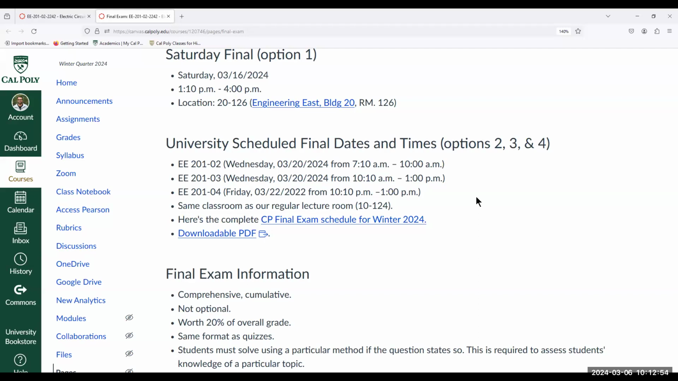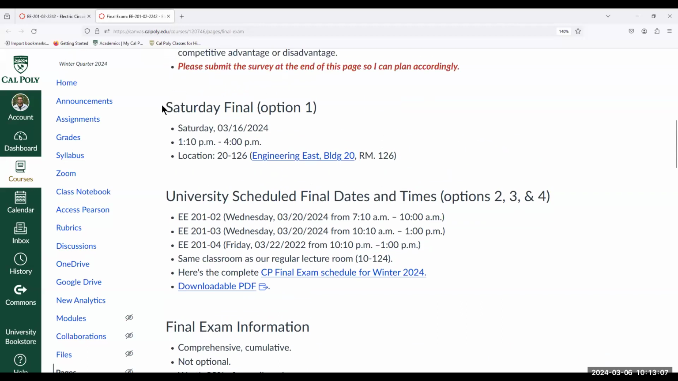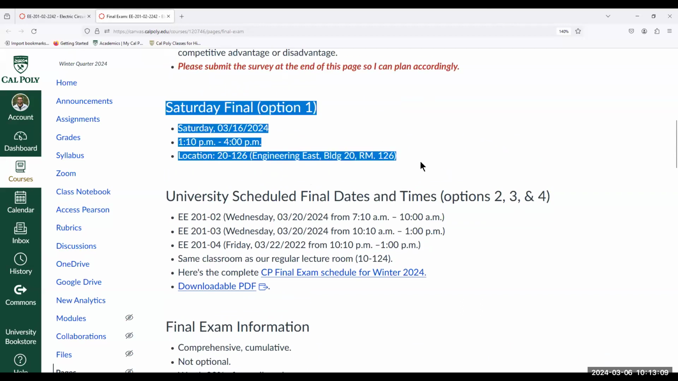There are other options. If you wish to take it at 7 a.m. on the same day, that's section 02 on a Wednesday. You can also choose to take it on a Friday with the other section. And then finally, there is a Saturday option, which is the Saturday before finals week. It's the Saturday after the last day of class. Last day of class is on a Friday. The next Saturday, I have scheduled the final at 1 o'clock in the afternoon. That will not be in this room. That will be in the EE building. It'll be a different room.